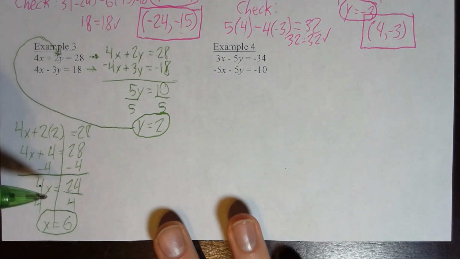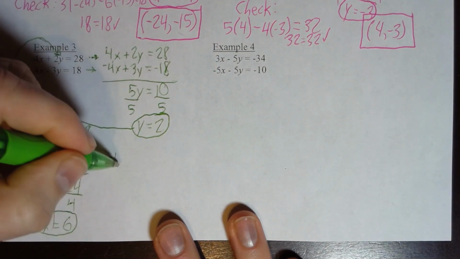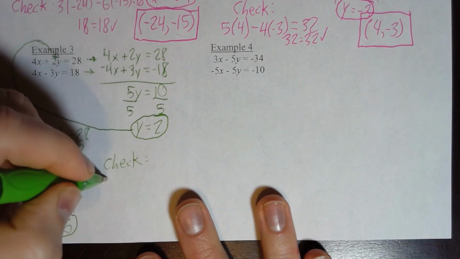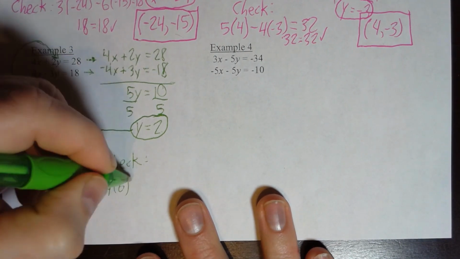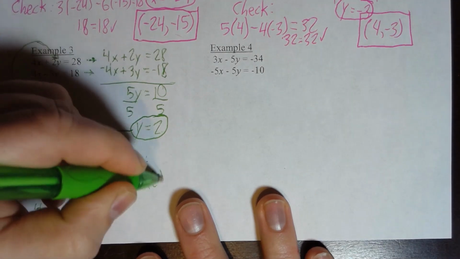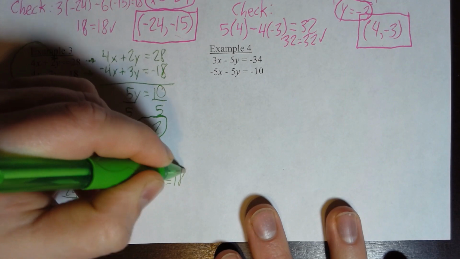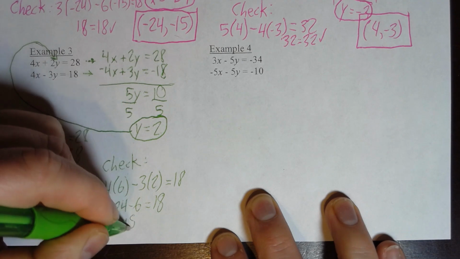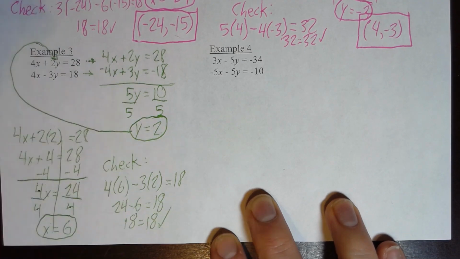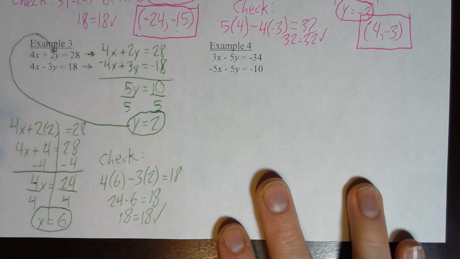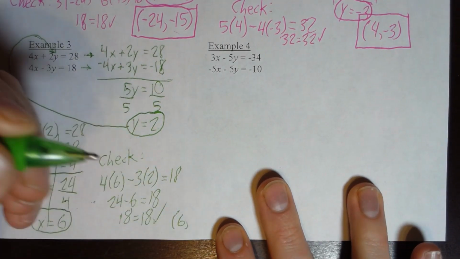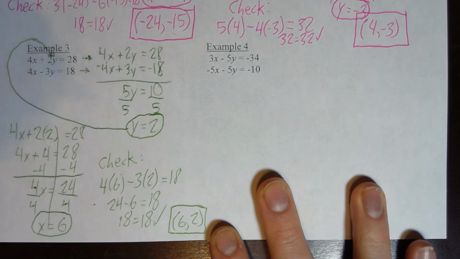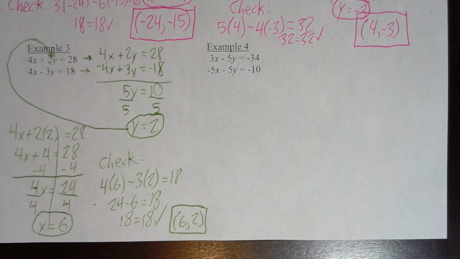Okay, now I've got an x, I've got a y. I'm going to check to make sure I did all this right, because this is a lot of steps. So I'm going to take this second equation, 4 times 6 minus 3 times 2 equals 18. 24 minus 6 equals 18. That sure does. 18 equals 18. Check. Okay, now I've checked it. I'm ready to write my solution. My solution is my x is 6 and my y is 2. I'm going to box it so it's really easy for Mr. Gibbs to tell that I have found my solution, and here it is.